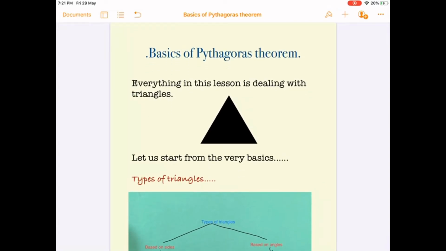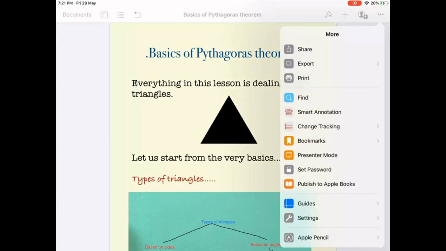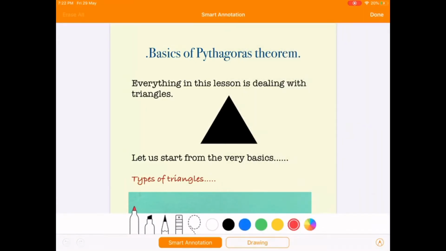Everything in this lesson is dealing with triangles. Now what is a triangle? Three-sided figure, right? A three-sided figure. This is side 1, this is side 2, and this is side 3, and it has three angles: angle 1, angle 2, and angle 3. So this is what a triangle is.